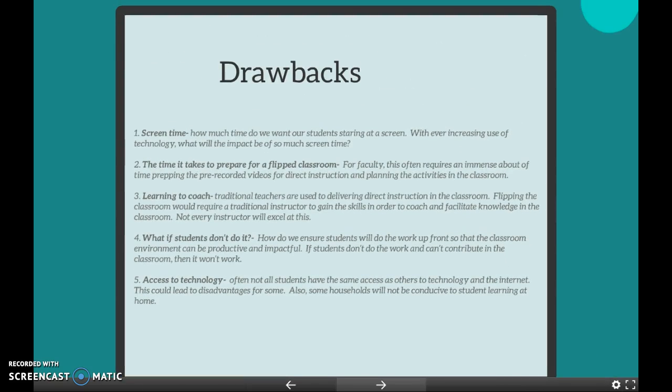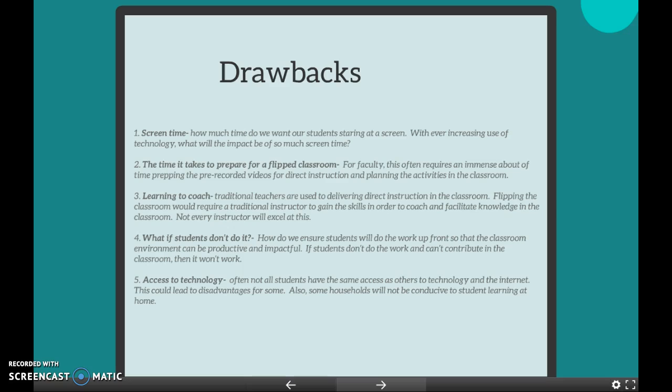Now, some of the drawbacks. Screen time. How much time do we want our students staring at a screen? With the ever-increasing use of technology, what will the impact be of so much screen time? The second is the time it takes to prepare a flipped classroom. For teachers, this often requires an immense amount of time prepping the pre-recorded videos for direct instruction and planning the activities in the classroom. Teachers must also learn to coach.